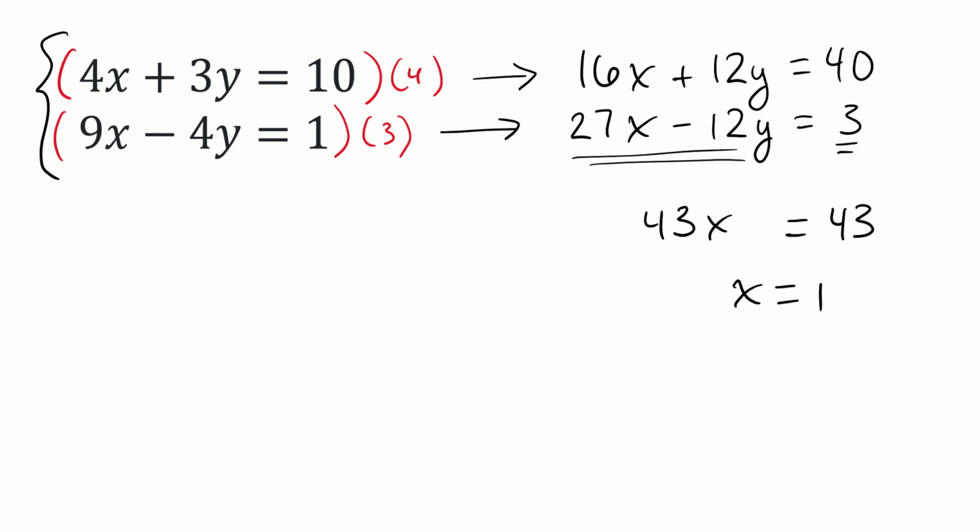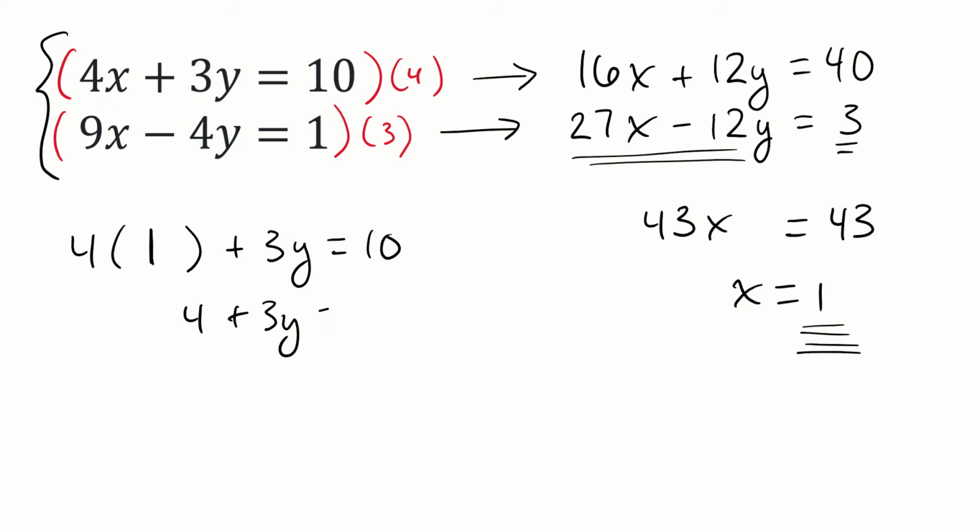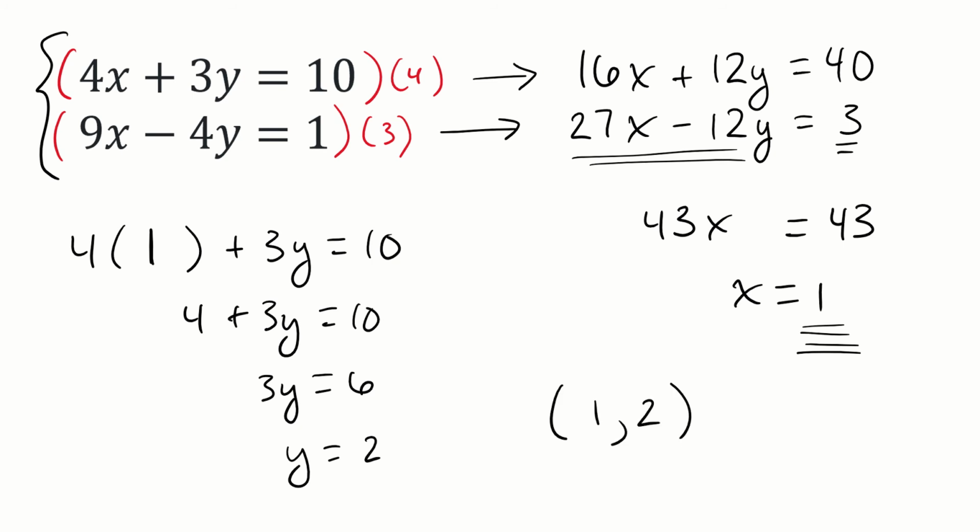Now I can go back to either one of my original equations. I'll pick the first: 4 times x plus 3 times y equals 10. So I'm going to place the value of x that I found, which was 1, into this equation. That's going to give me 4 plus 3y is 10. 3y is 6. y is 2. So I believe my solution is the ordered pair (1, 2). And if I plug that into the top equation, x was 1, that's going to give me 4 plus 6, which is 10. So it checks in the top equation.